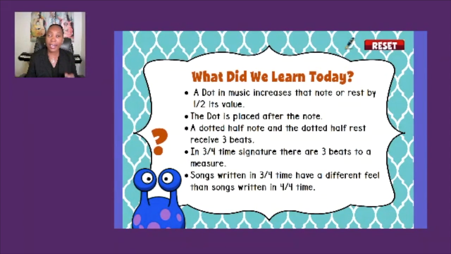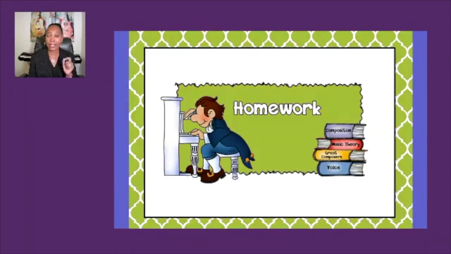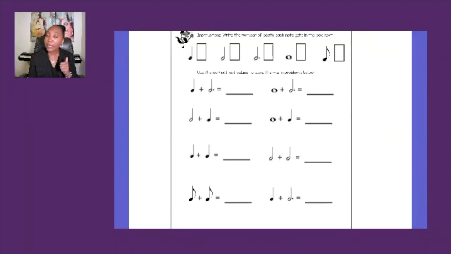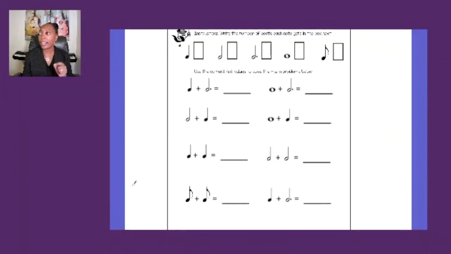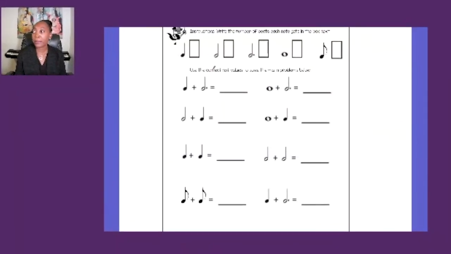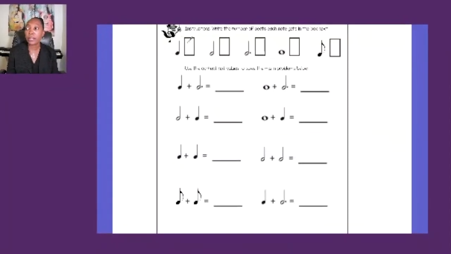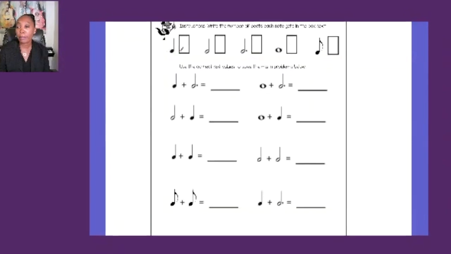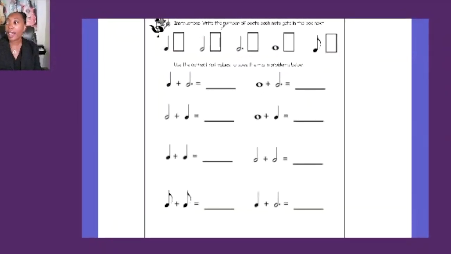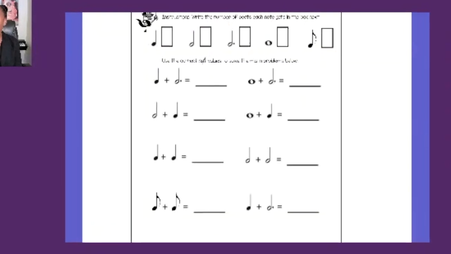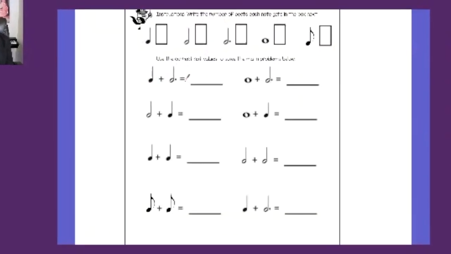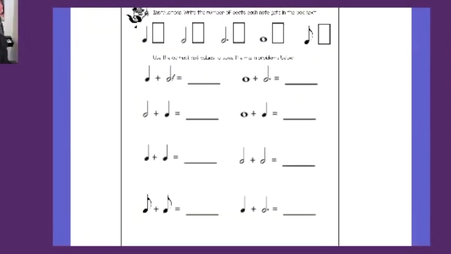All right, excellent work. Let's talk about the homework for this lesson. You have to write the number of beats each note gets in the box. You have a quarter note. You should know what number to put here. How many beats does a quarter note get? Then half, dotted half, whole note, and eighth note. And then you have to solve the math problem and do a little bit of adding.